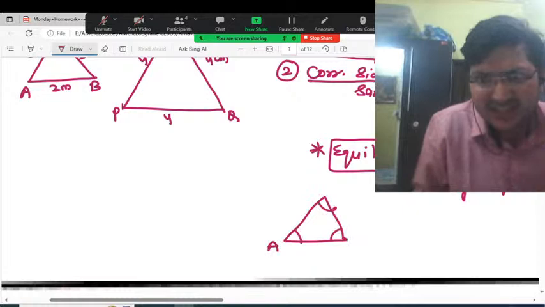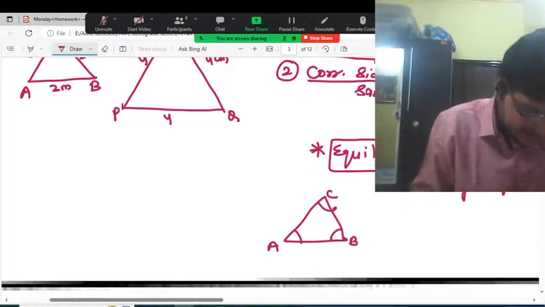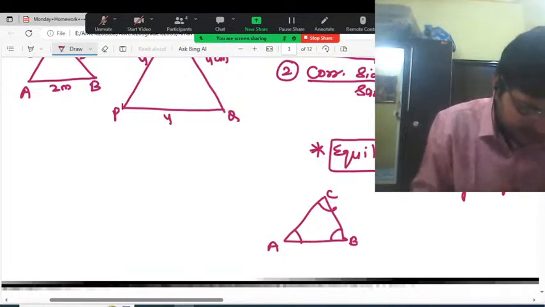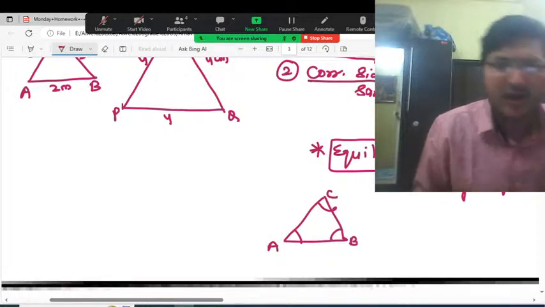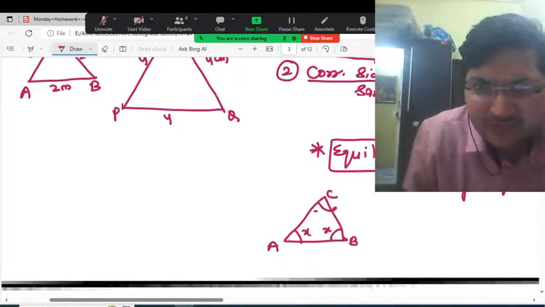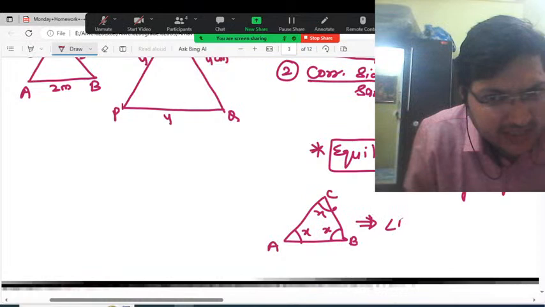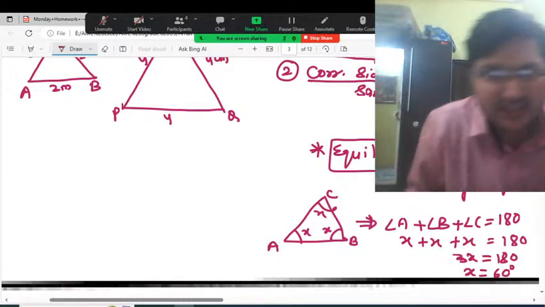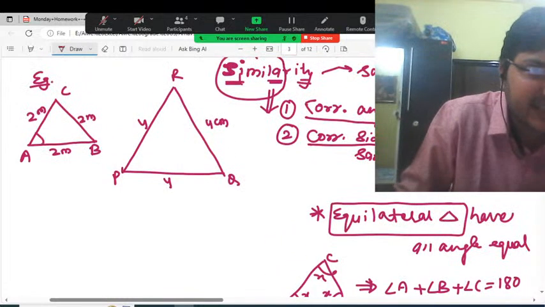Now the condition is very simple. In an equilateral triangle we have all angles equal. Let's say they all are x, then as per angle sum property they must add up to 180. Do you agree with this? That means thrice x must be equal to 180. That means x should be equal to 60. And that is why these angles are always 60.